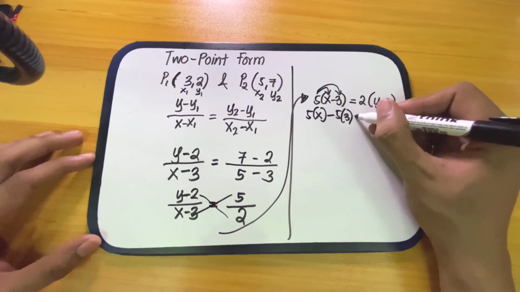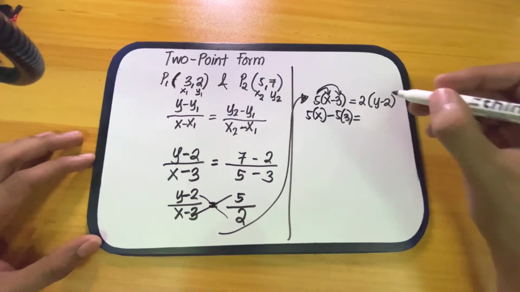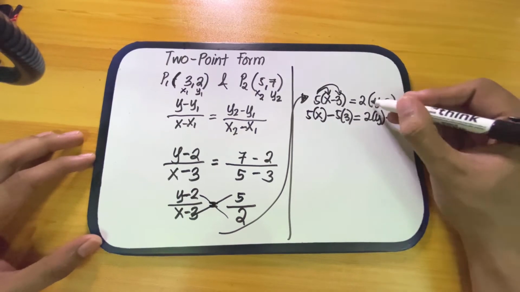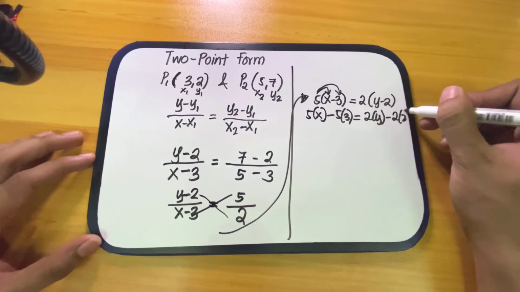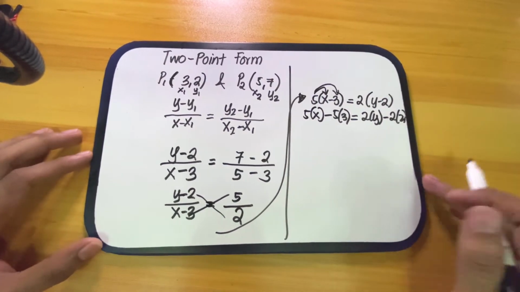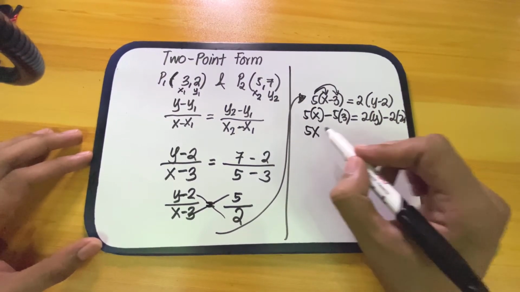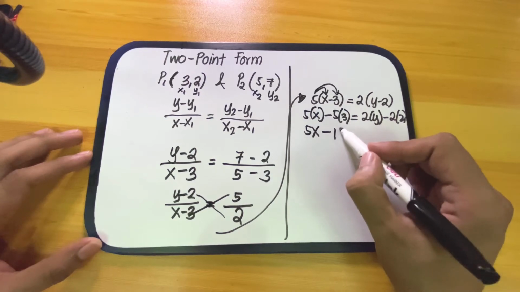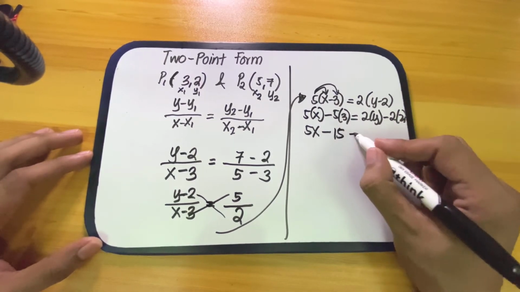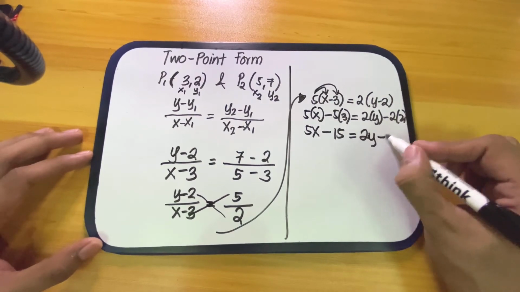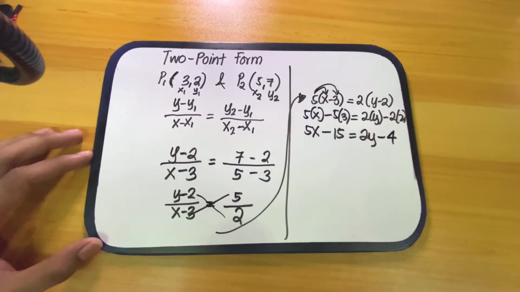So that's the distributive property. Also this one, 2 times y minus 2 times 2. Okay, so simplify. 5 times x, 5x, minus 5 times 3, 15, equals 2 times y, 2y, minus 2 times 2, 4.